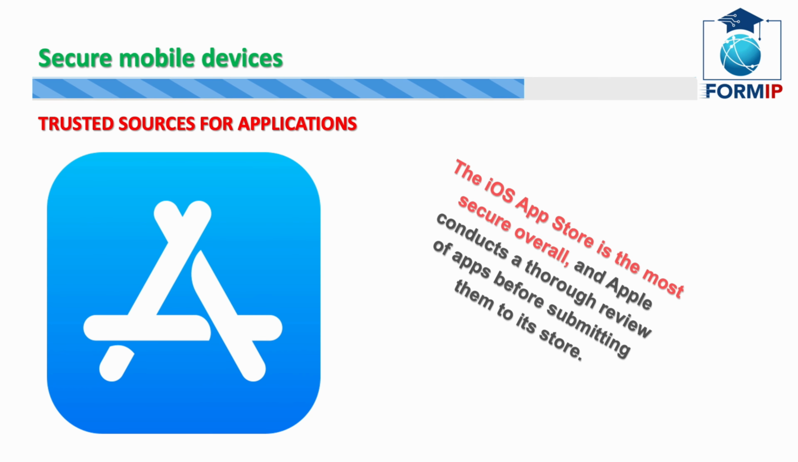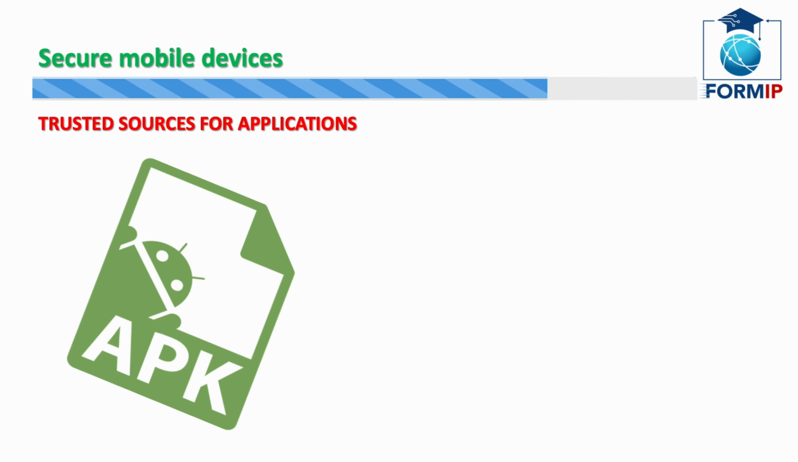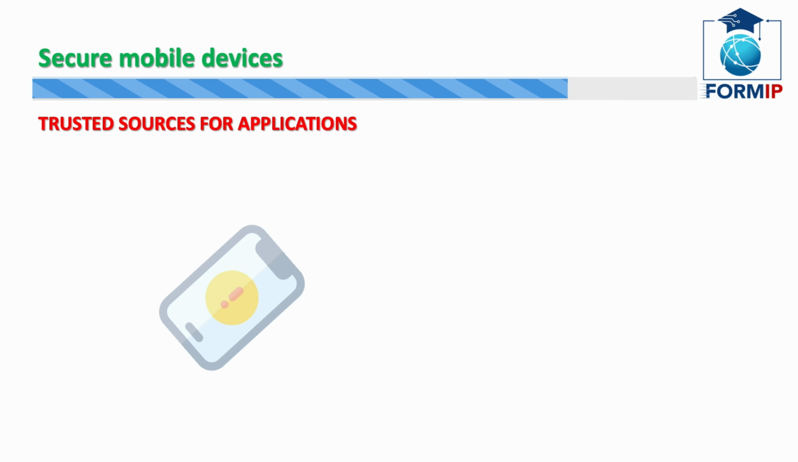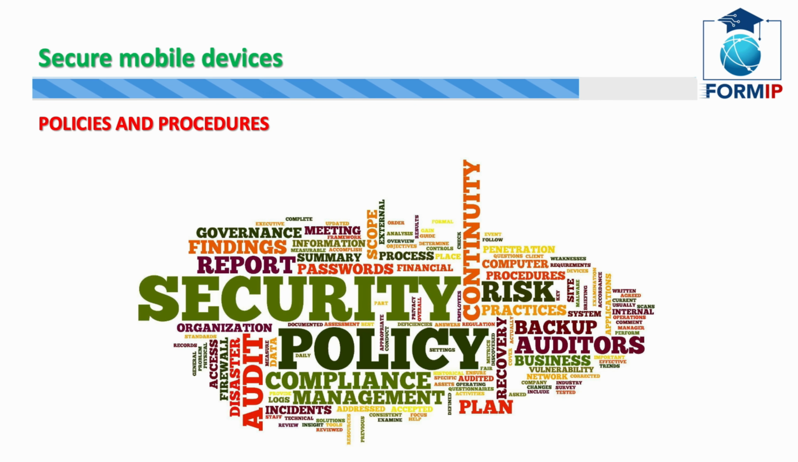The iOS App Store is the most secure overall, and Apple conducts a thorough review of apps before submitting them to its store. On the Android side, it is a little more permissive, and this translates in particular into the possibility of installing applications without going through the Play Store, either by directly installing the downloaded applications in their .apk format or by using unofficial stores. Obviously, you should be wary of apps from these unofficial sources, as this is the main entry point for viruses and malware on mobile devices.